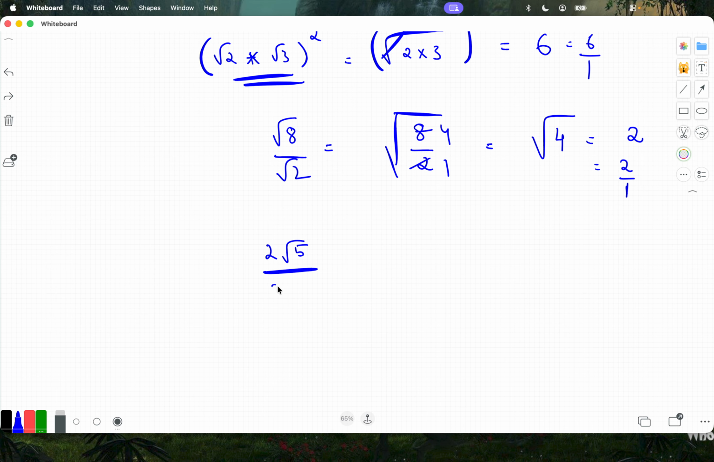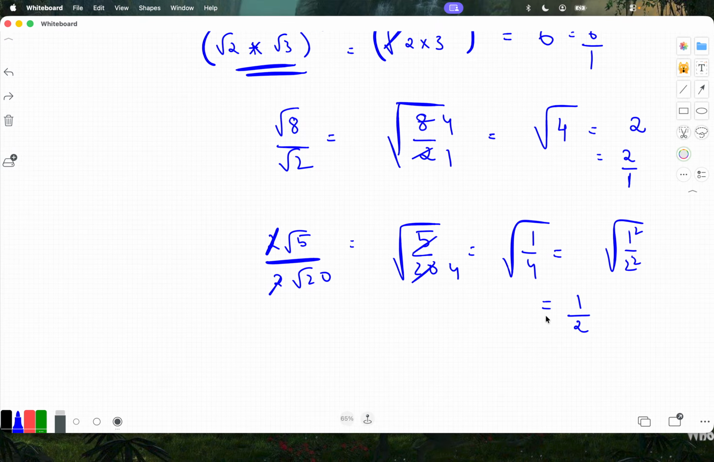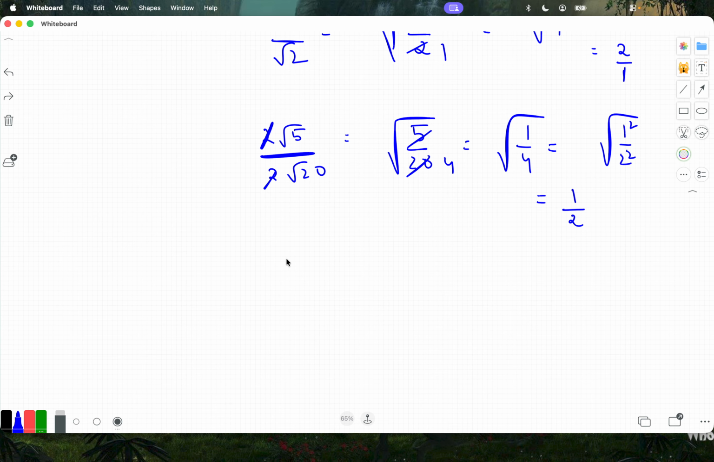Similarly, 2 root 5 by 2 root 20. Okay, I can cancel the 2 and 2. I can say 5 by 20. 5 ones are 5, 5 fours are 20, that is 1 by 4. This I can write as root of 1 square by 2 square, so you can directly write it as 1 by 2. So since I can write this in a by b form, this is also a rational number.